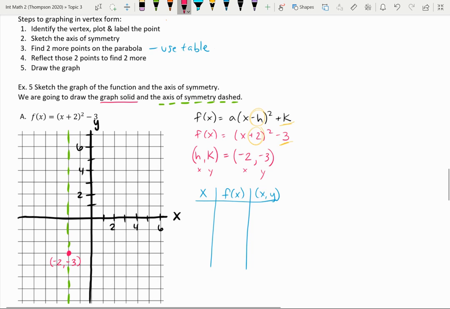In the very middle is going to be your vertex. So leave a little space above, a little space below. What's the X value of my vertex? Negative 2. What's the Y value? Negative 3. That gives me the point negative 2, negative 3. Boom.